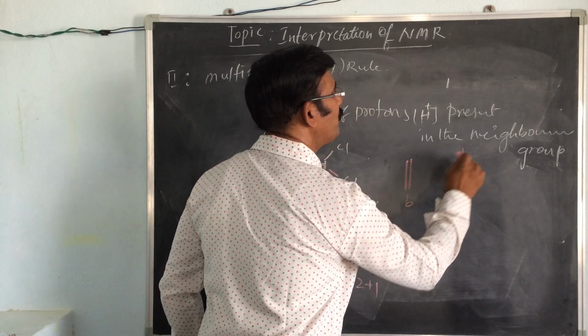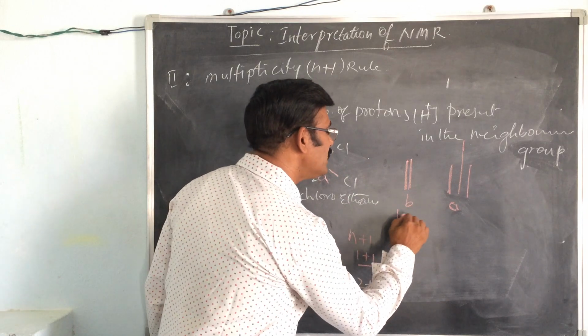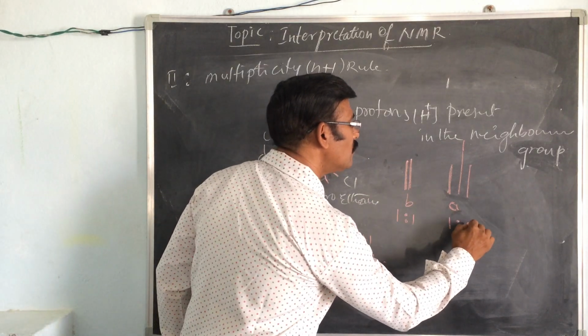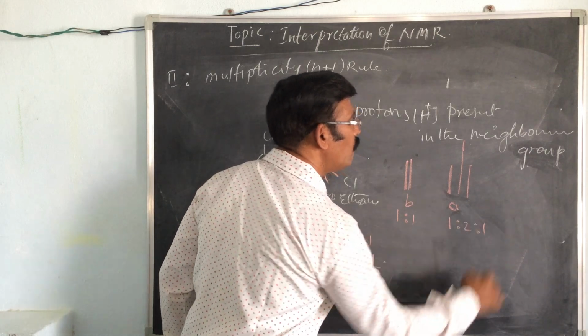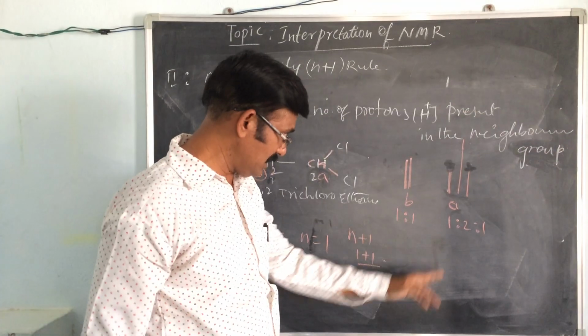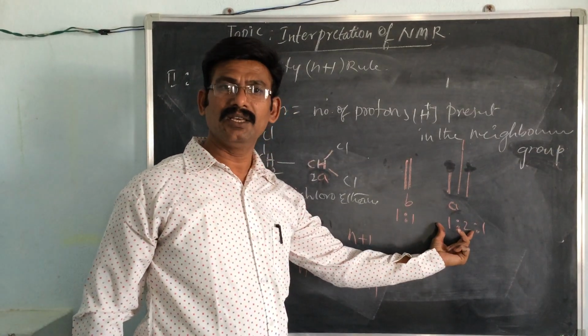This is the triplet. So here the ratio 1:1 peaks. Here the 1:2:1. See, double the distance, 1:2:1. So this is called the multiplicity.